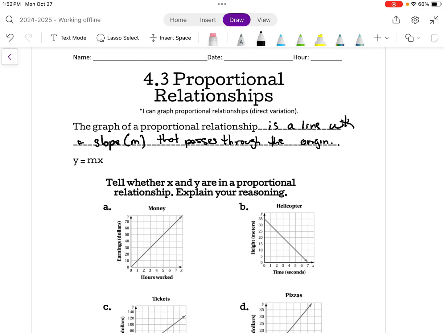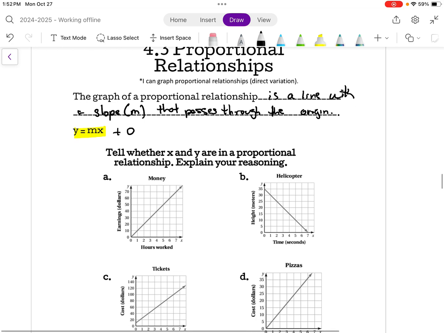And we can look at the equation for a proportional relationship as y equals mx. Usually we've been used to doing y equals mx plus b, where you'd have that y-intercept at the end. The y-intercept in proportional relationships is 0. And you won't find that 0. Mathematicians won't write the plus 0, but just know that that would be there, and that would be the y-intercept.